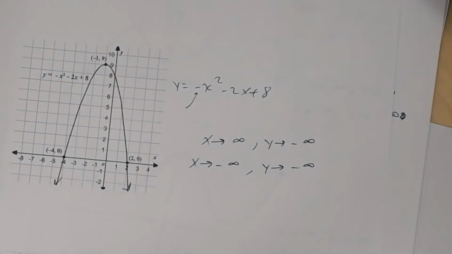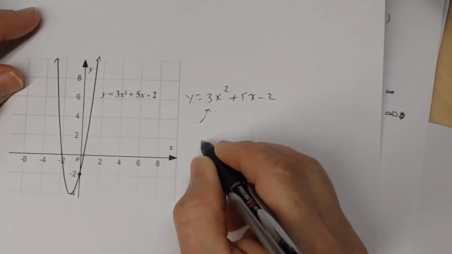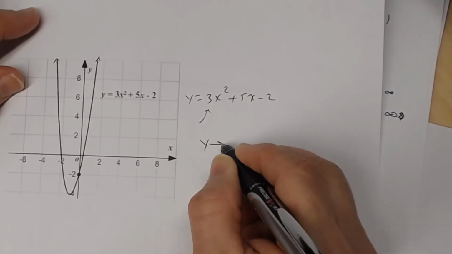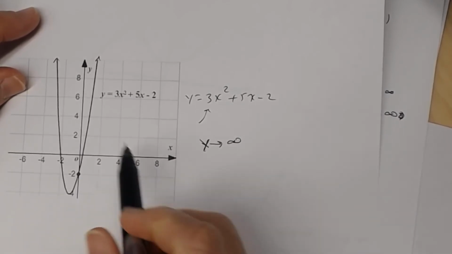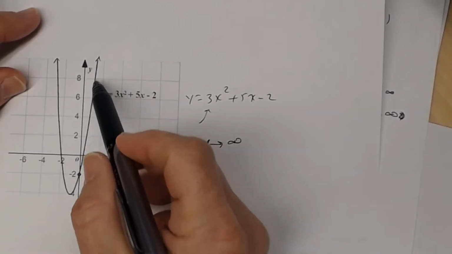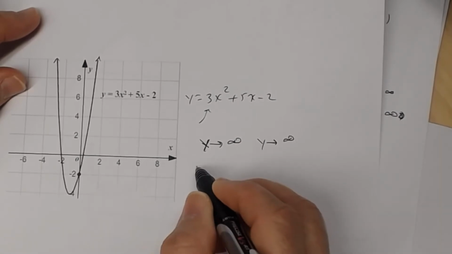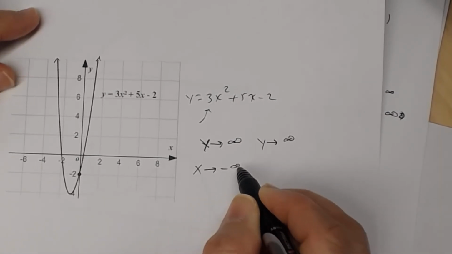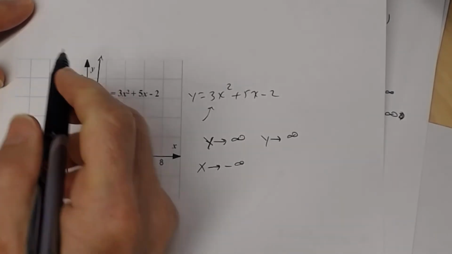That's what that means. Over here, as x goes to positive infinity, what are your y values doing? Your y values are increasing, so it's going to infinity. As x goes to negative infinity, what are your y values doing? Your y values are increasing.